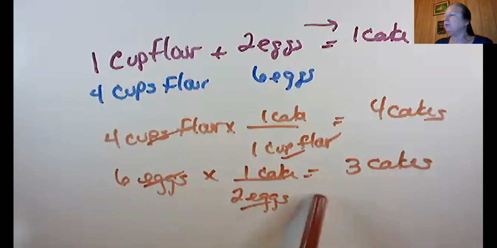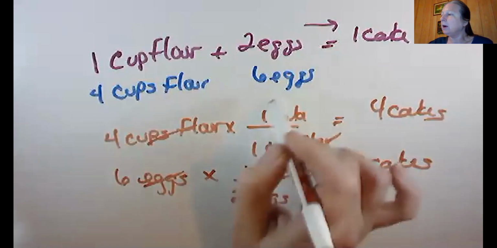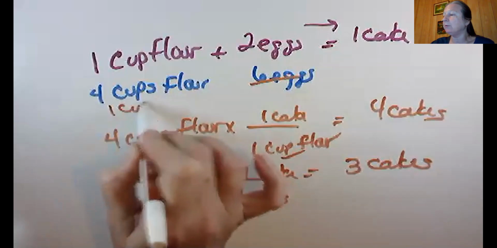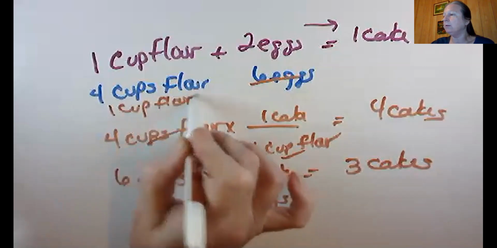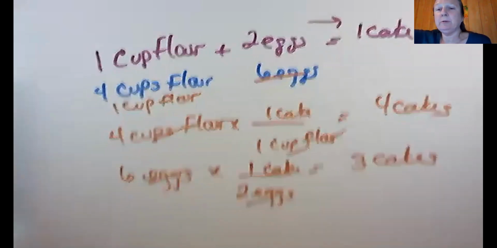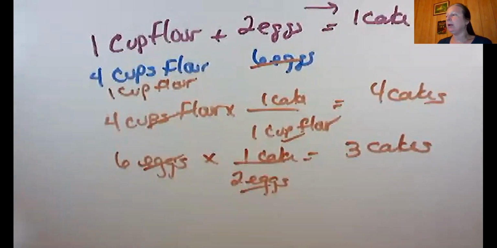Because once I've made 3 cakes, I will have no eggs left, but I will still have 1 cup of flour left, because I use 3 cups of flour to make 3 cakes. So I'm going to make 3 cakes. That's the 6 eggs, because that's what's limiting. The 6 eggs are the limiting.